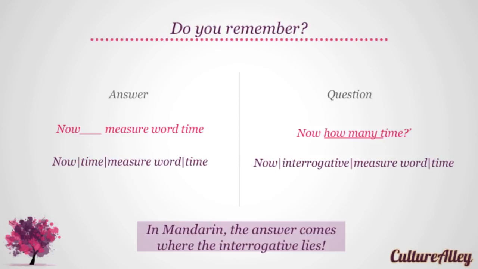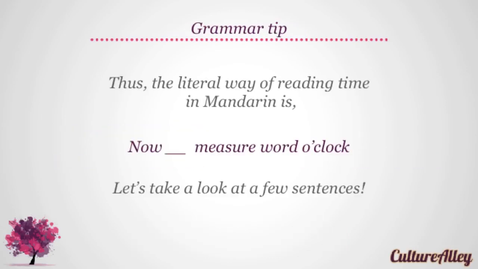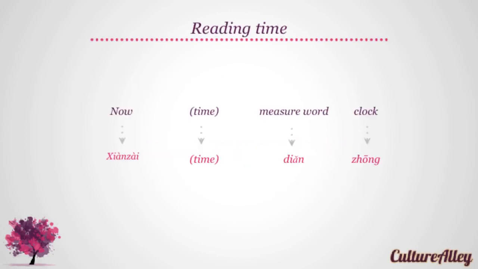Since we know that the structure for question is now how many time, and in Mandarin, the answer comes where the interrogative lies, our answer simply replaces the interrogative and becomes now dash measure word time. Thus, the literal way of reading time in Mandarin is now dash measure word o'clock. Let's take a look at a few sentences to substantiate this.